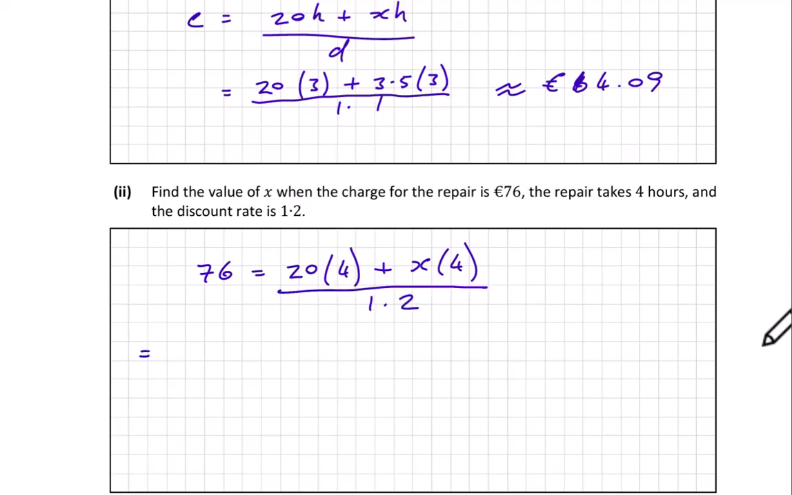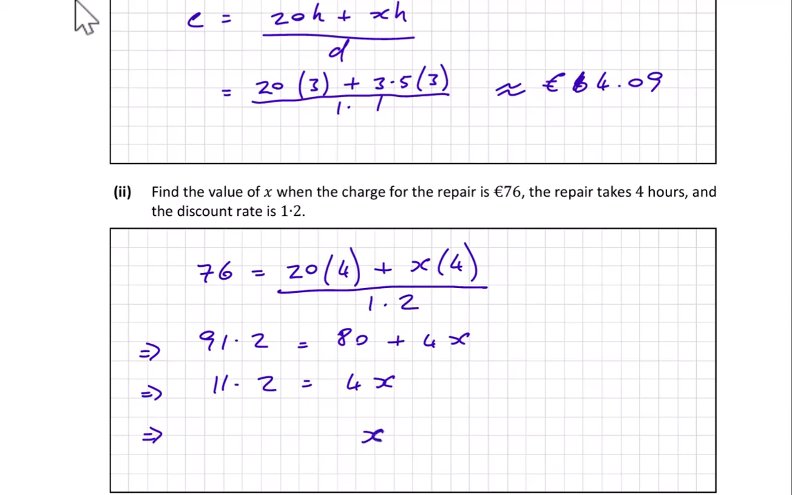Okay, so the first thing you would have to do is get rid of that 1.2. So take the 76, multiply by 1.2, and that gives you on the left-hand side 91.2, and that's equal to 4 20s, which is 80, plus 4x. The next thing you're going to do is subtract 80 from both sides. If you subtract 80 from the left-hand side, you get 11.2. And then on the right-hand side, you've got 4x. The last thing you're going to do is divide both sides by 4. If you divide the left-hand side by 4, you get 2.8. And that's your value for x.